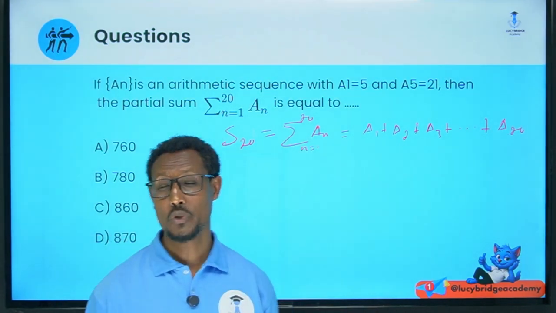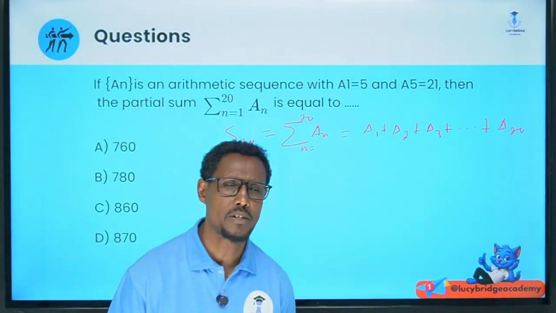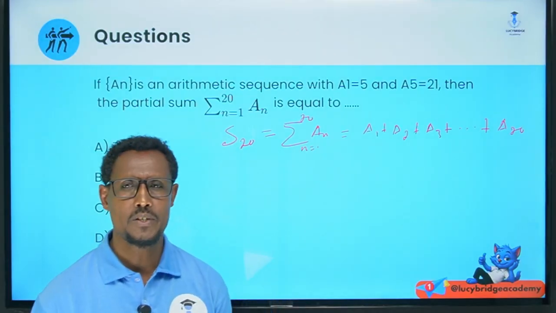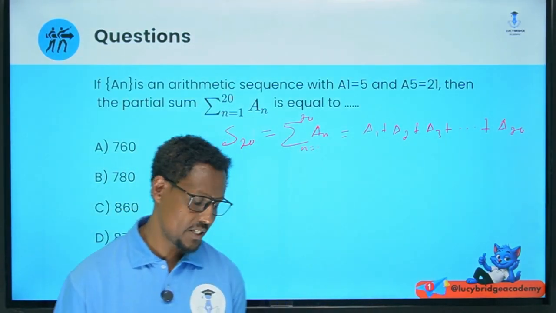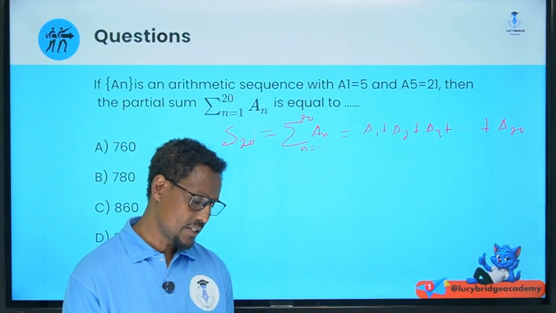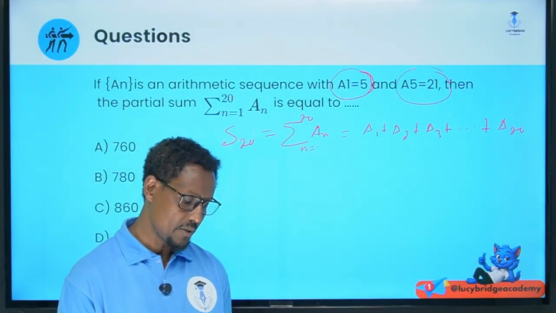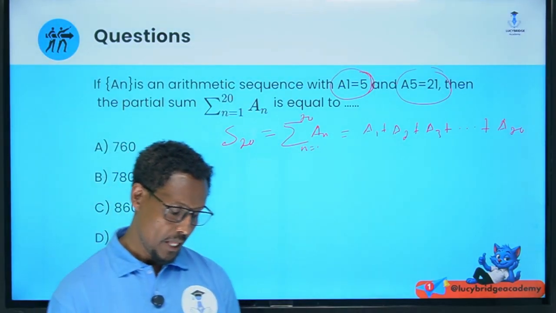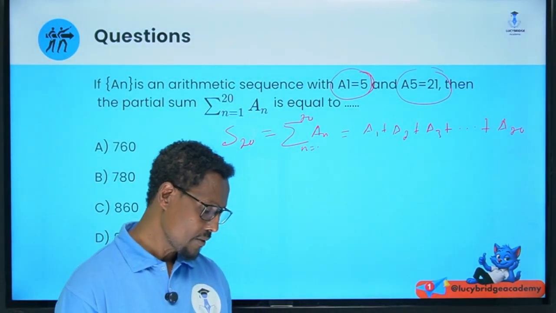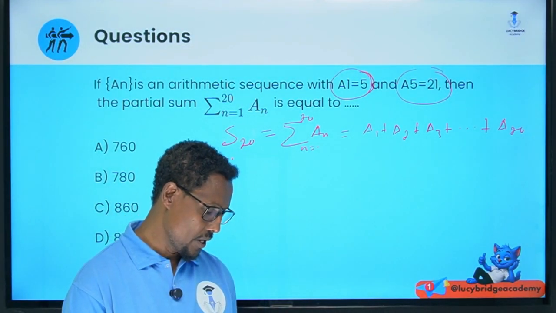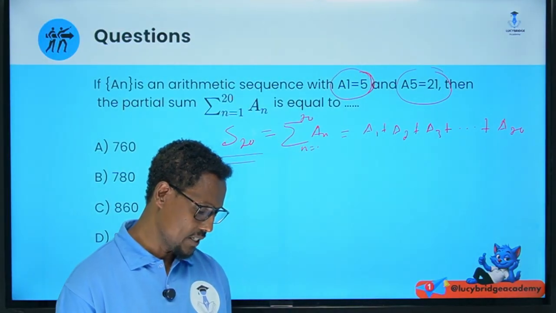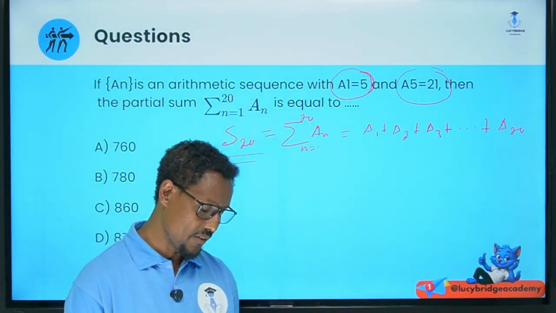First, we are asked to find the sum of the first 20 terms of the given arithmetic sequence. The first term is 5 and the fifth term is 21. But before we find the sum of the first 20 terms, let me find the nth term.